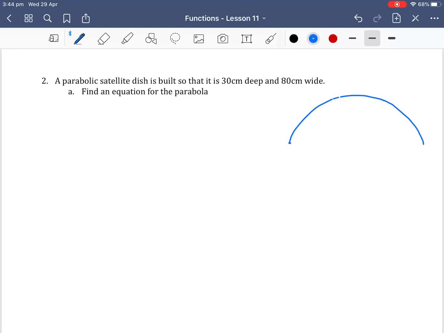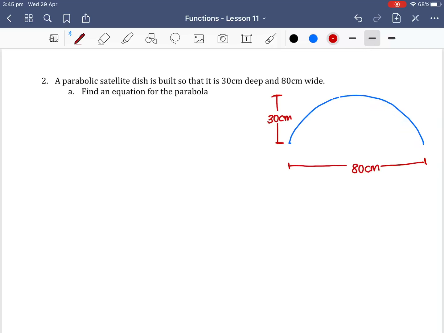Okay, there we go. So that's our parabola. We are told that it is 30 centimeters deep. So that means between here and here is 30 centimeters. And we are also told that between here and here is 80 centimeters.